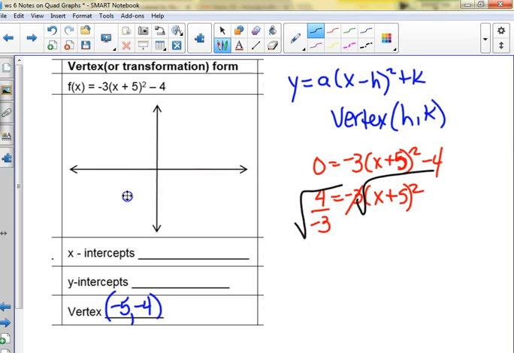The vertex is at -5, -4. Anybody know anything else? This means it opens down, doesn't it? Is it ever going to cross the x? That's why this came out imaginary, right? Because there are no x-intercepts. Tricking you on the second problem of the day.